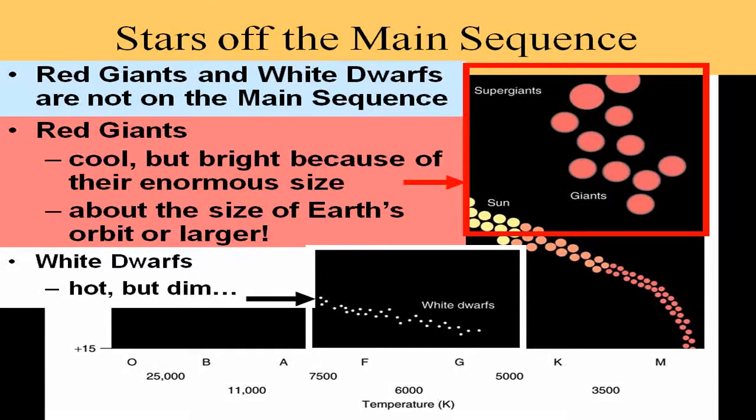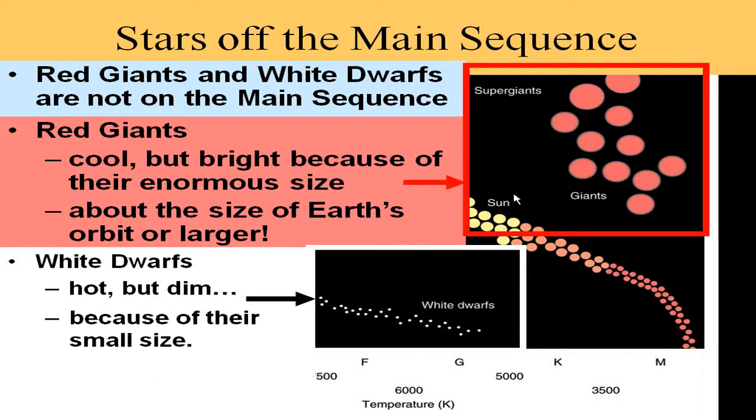As we go to the lower left, we'll see stars that are not so bright, not so luminous, but very hot. These could be white dwarfs that are under great pressure, and they're very hot, but very hard to see because they're just really small. In fact, they're on the size of Earth itself.